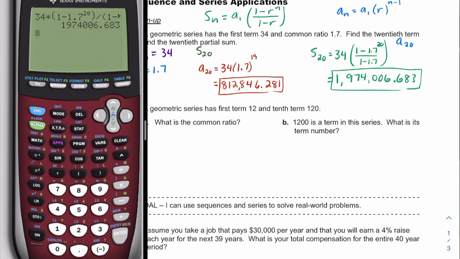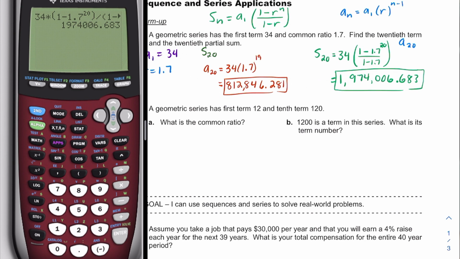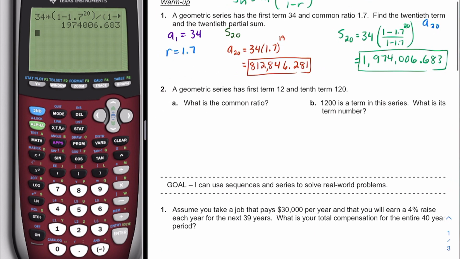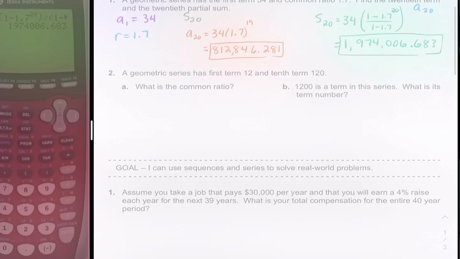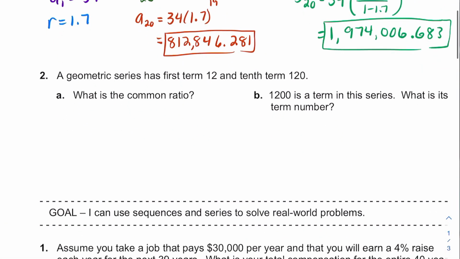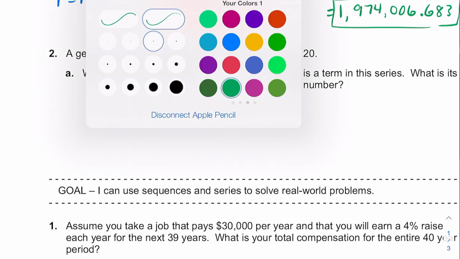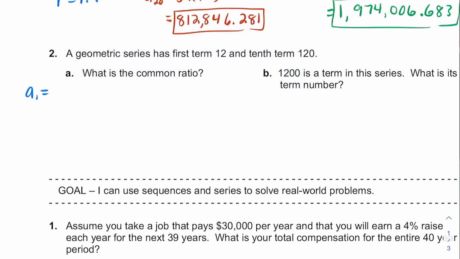Massive sum. So that is our sum. All right, next up, let's look at an example where they don't tell us the ratio. A geometric series has a first term of 12, so that means a1 is equal to 12, and a 10th term of 120, so term a10 is equal to 120.